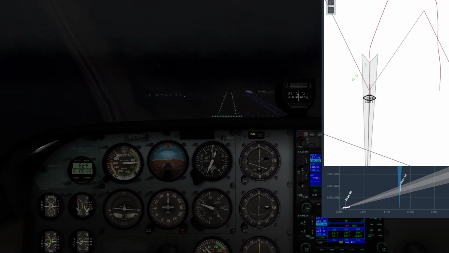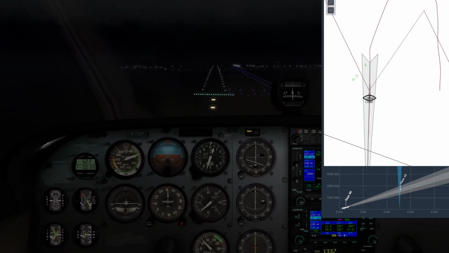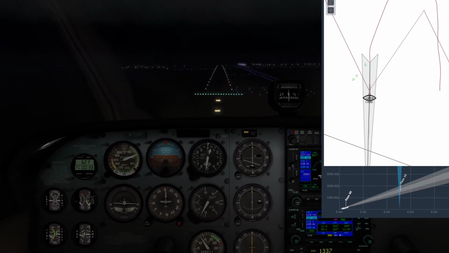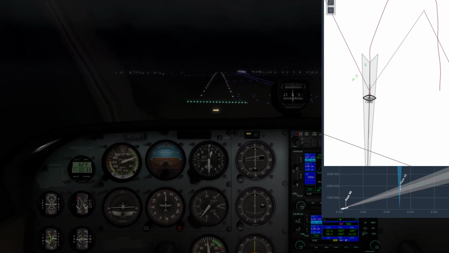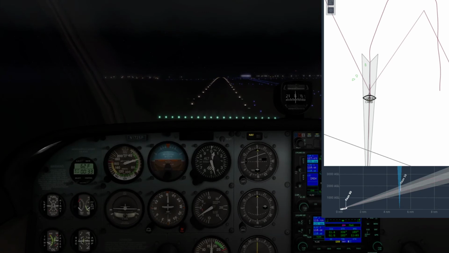Careful for the ballooning effect that's going to produce. Oftentimes a good idea to use nose down trim in combination with the flaps. From here, you'll fly your normal approach speeds in and make a normal landing.